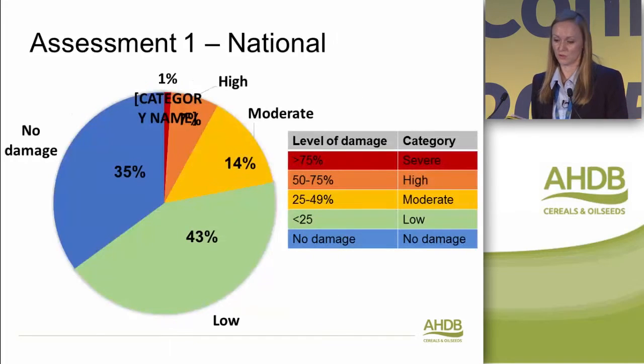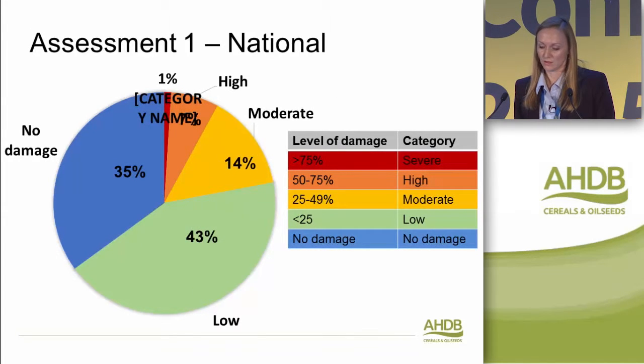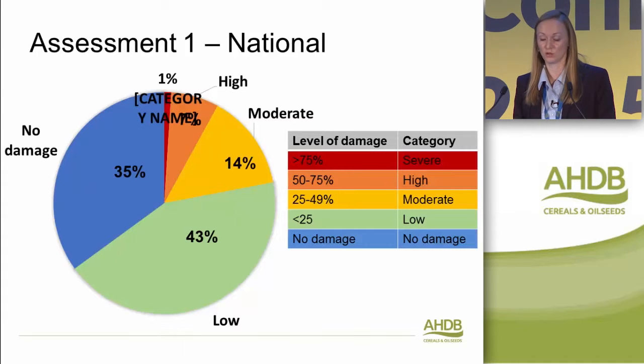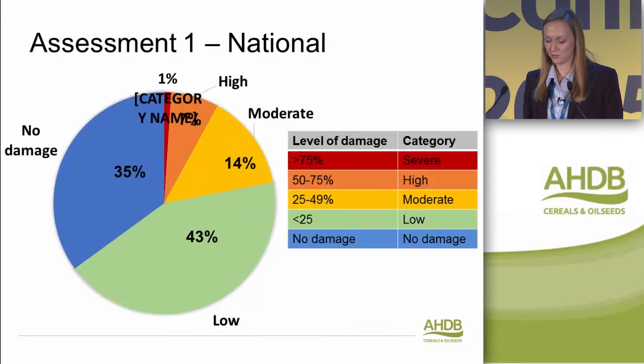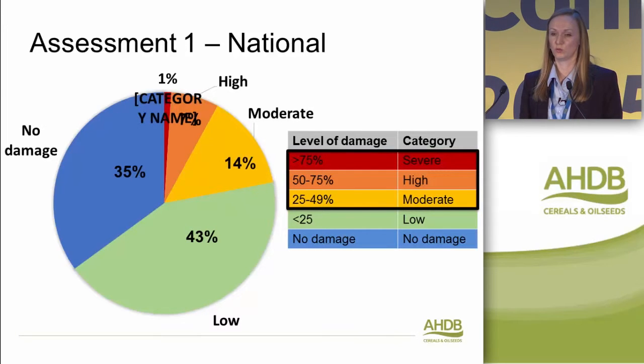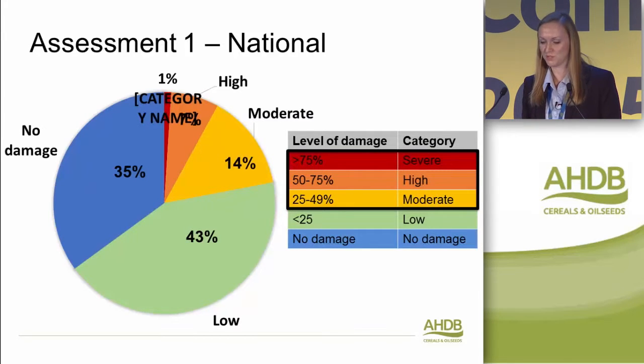So the results that we got on a national level, on the severe damage, which is where the 1% is, it was about 5,000 hectares which were lost to cabbage stem flea beetle on a national scale. And then the high and moderate damage, if you put those together, that is what at that point the threshold would be. So if you add those up together, what would exceed those thresholds is about 22% at that time, so at the cotyledon to 2 leaf stage.